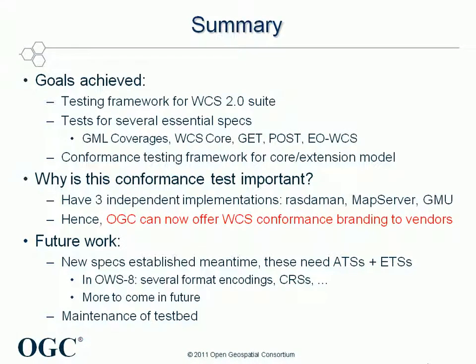Conformance test development in OWS-8 has led to several substantial results. First, a testing framework for the WCS 2.0 suite has been established. Second, tests have been established for several specifications essential for any WCS use. GML coverage data structures can be checked, WCS core functionality, the GET and POST protocol bindings, as well as EO-WCS. Third, through this groundbreaking work, a way has been established for all future OGC specifications to easily establish the tests while respecting all semantic dependencies.